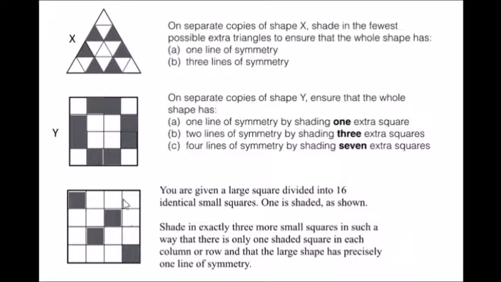So I would like you to have a think about how you might do this in a way where you have one line of symmetry. This does have 1 square in each row or column. Can you change the answer so that it has exactly 1 line of symmetry?